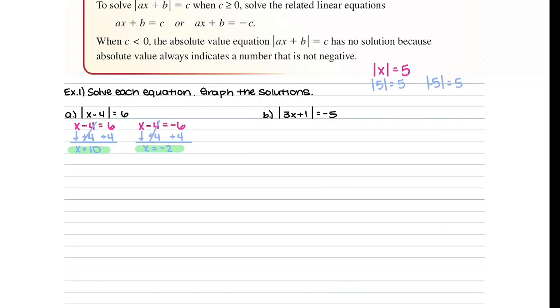So if we look at B, B is a little different. You have the absolute value of 3x plus 1 is equal to negative 5. Can the absolute value of any number be equal to a negative number? No. Because this negative 5 is what this absolute value is equal to, this is impossible. You cannot have the absolute value of any number equal a negative number. So this is no solution.